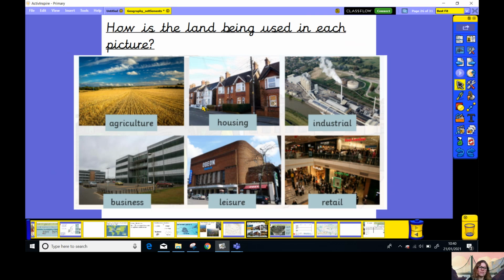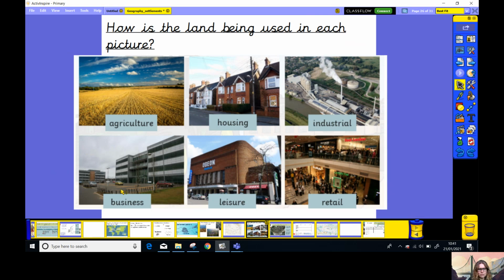The land here is being used for housing. We all know what a house is, don't we? And we can see here we've got some houses in a linear settlement. Here we've got some industrial land use. Probably some factories here. I wonder what they're making. You can see this big chimney churning out all this smoke. Maybe this is quite a polluted area to live in because it's very industrial.